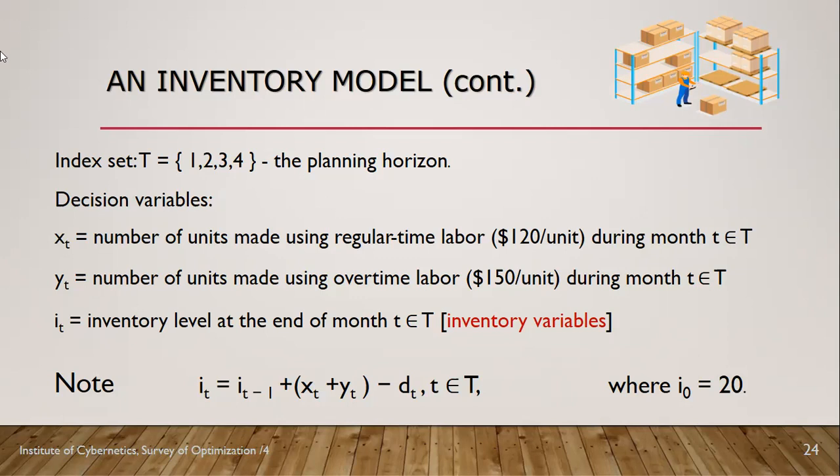The decision variables. Likewise, we did for producing products which would later be sold for a regular price and for a discounted price. So therefore here we separate the number of units made using regular time labor, which is $120 per unit during month T, and the number of units made using overtime labor, which is $150 per unit during month T. Here it is X sub T, and Y sub T. But again, remember that it is the same trampoline, the same unit.